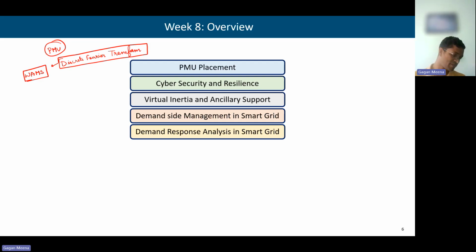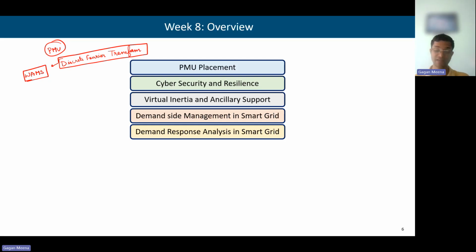That's why a concept of virtual inertia has evolved, where we try to mimic the behavior of these conventional generators by doing some maneuvers in the inverter operation of these DGs, distributed generators, and thus they are able to provide different kinds of ancillary support services as well.